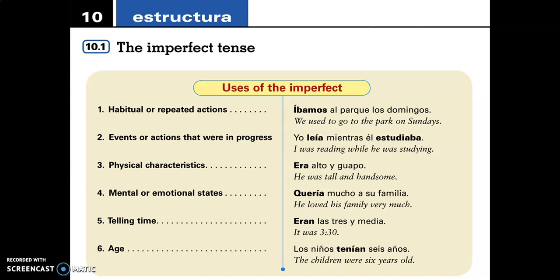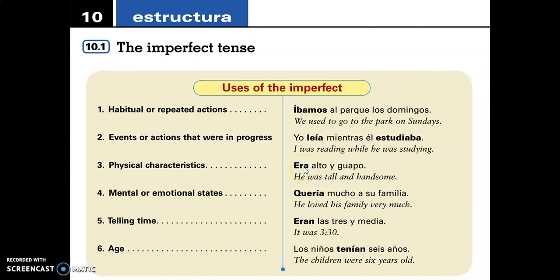And then, of course, if you're describing something in the past, if you're giving a description of someone's physical appearance, physical characteristics, if you're describing someone's mental or emotional state, if you're giving a description of what the weather was like or what the condition was like, all of that is going to use el imperfecto. If you're telling the time in the past, it was 3 o'clock, 3:30. If you're telling someone's age, when I was 6 years old, right? Cuando tenía 6 años. So let's look at these examples.